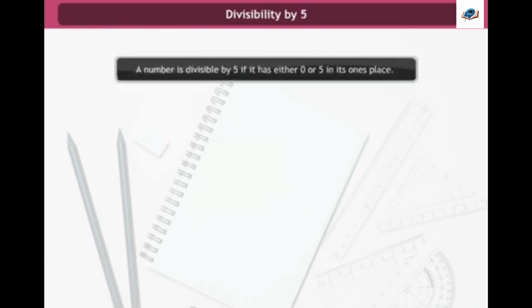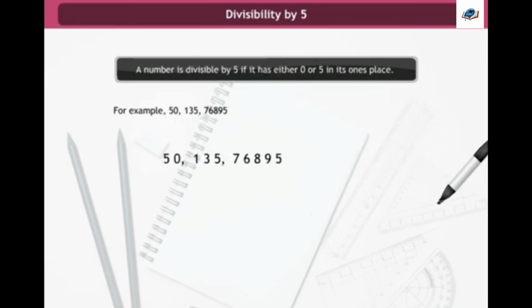Divisibility by 5. A number is divisible by 5 if it has either 0 or 5 in its ones place. For example, 50, 135, 76,895 are all divisible by 5 as they have 0 or 5 in their ones place. We can check this by dividing 76,895 by 5.